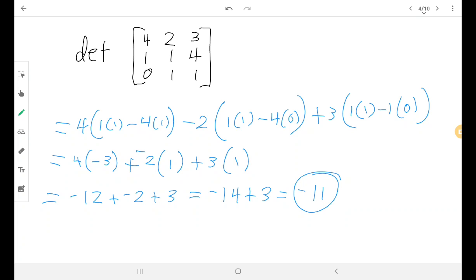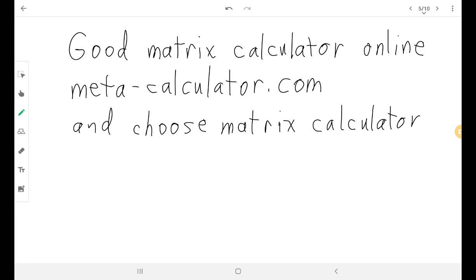But then I'm going to tell you something that should help with this. And that is, there's a good matrix calculator online, and I talked about this before. It is meta-calculator.com, and if you go to that website and then choose the matrix calculator, there's a good matrix calculator on there. Not only is it good, but its functionality is fairly similar to the functionality of the matrix calculator that they give you on Edgenuity. So hopefully that helps as well.